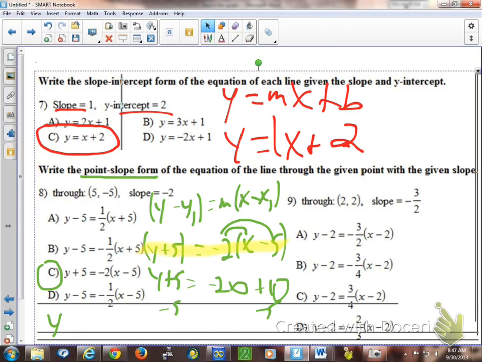And I guess for that same reason, I don't really have to do anything on number 9. Somebody take a look at number 9 and say, which one? That's right, A. They plugged the y value in right there, the x value in right there, and the slope in right there. And A is correct. None of those others really have the correct slope.